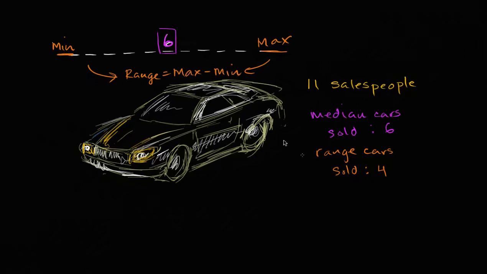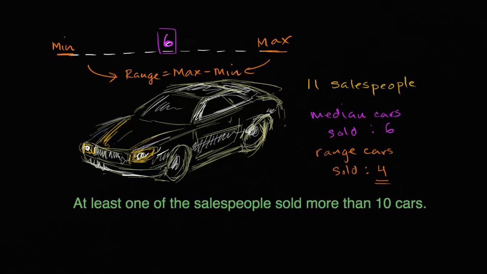This range is 4. So the maximum minus the minimum, the difference between the number of cars that the most productive salesperson sold and the number of cars that the least productive salesperson sold, that difference is going to be 4. So given all of that information, I'm now going to give you a statement. And our challenge is, if we assume everything I just said is true, is this statement going to be true? Or is this statement going to be false? Or do we not know?